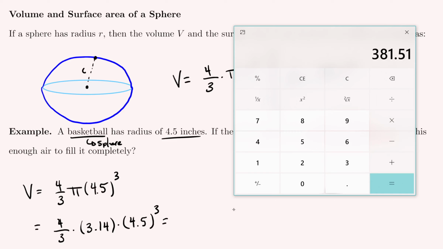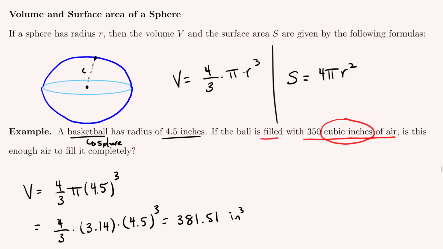And we get the volume is 381.51 inches cubed. So the amount of material that can fill up this basketball is 381.51 inches cubed. Now we've used 350 cubic inches, so we see there's still room to spare. There's about 30 or so cubic inches left of space.